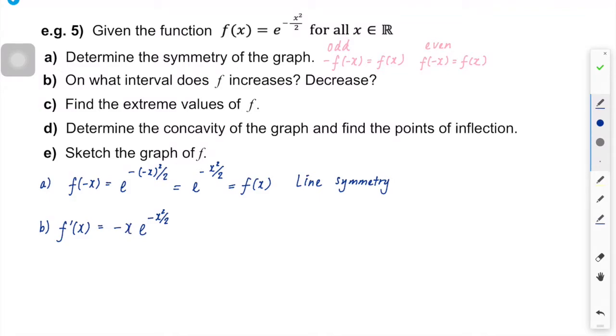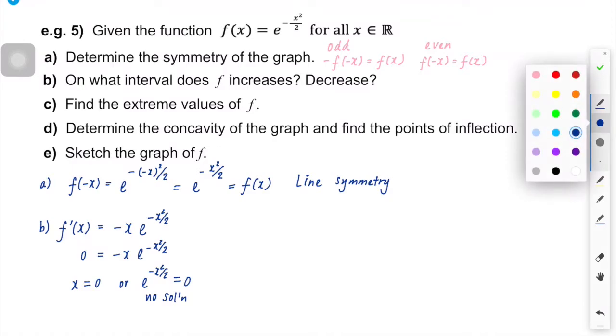Now, in order to find the extreme value, we'll set f prime of x equal to 0. This implies that either negative x is equal to 0, or x is equal to 0, or e to the power of negative x squared over 2 is equal to 0, but this has no solution because an exponential function has a horizontal asymptote along the x-axis. Okay, so we got a key point here for sure, x equals 0.